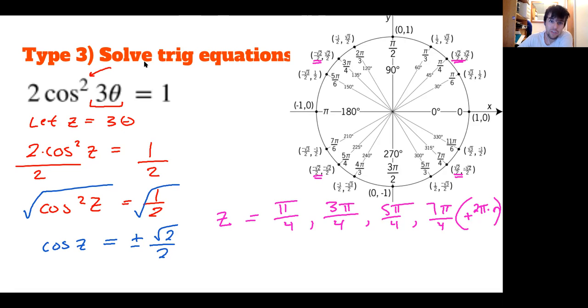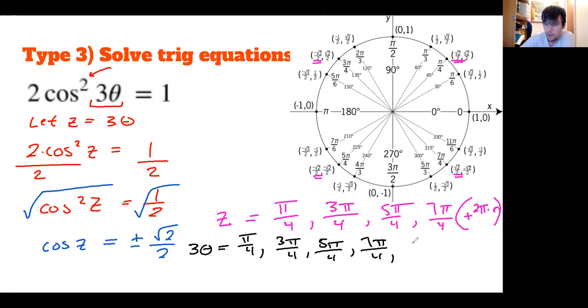Remember, we didn't really solve for theta, our original variable here. So we do need to undo this substitution. So we have that 3 theta is equal to pi over 4, 3 pi over 4, 5 pi over 4, and 7 pi over 4, plus any multiple of 2 pi, where n is an integer.